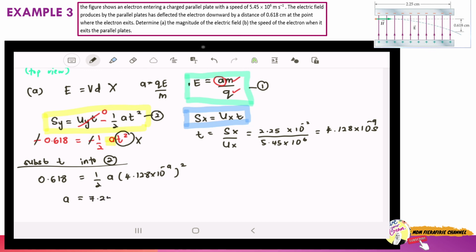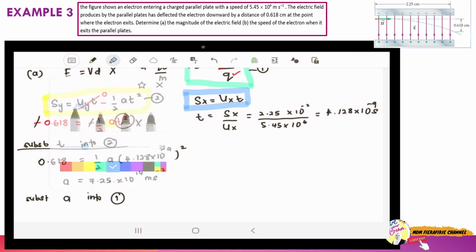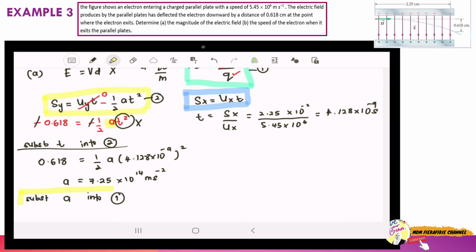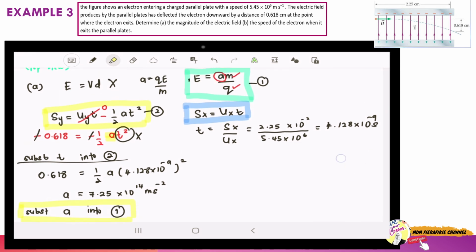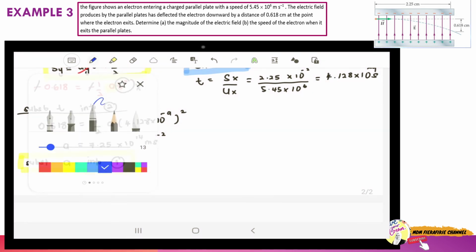Please check. 7.25 exponent 14 meter per second squared. So we have got a. Then we want to substitute the value of a into the first equation. Since we want to find what is E, E is equal to am over q. So we want to substitute a into that equation.